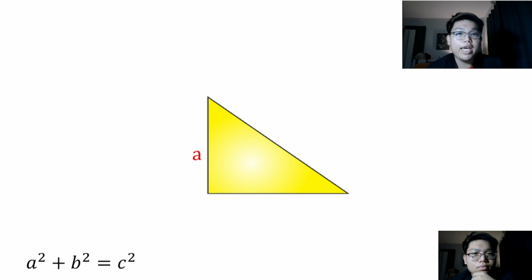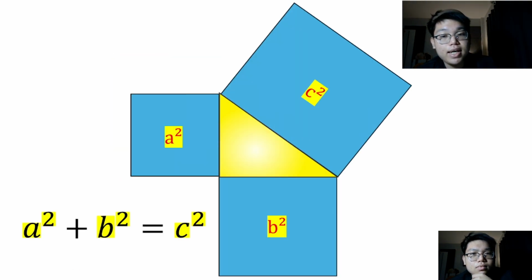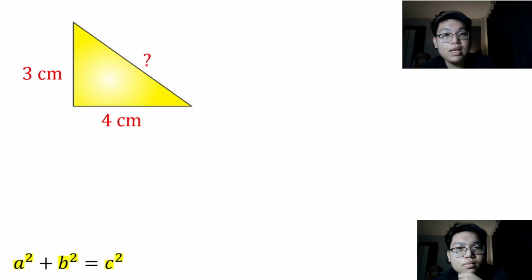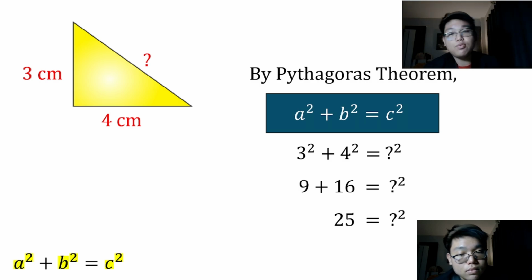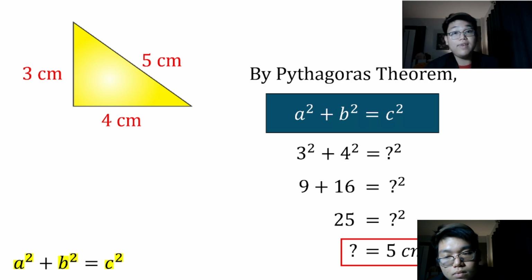Look at this triangle, ABC. Add squares, and you get the squares of sides A, B, C. You get A squared, B squared, and C squared. Let's try a little game. 3 centimeters, 4 centimeters, and an unknown side. By Pythagoras Theorem, A squared plus B squared is equal to C squared. So 3 squared plus 4 squared is equal to what? 9 plus 16 is 25. Square root both sides, and you get 5. So the missing side, the hypotenuse, is 5 centimeters.